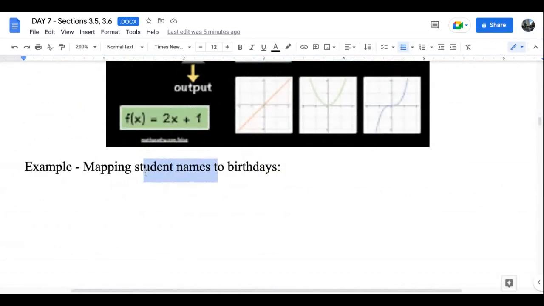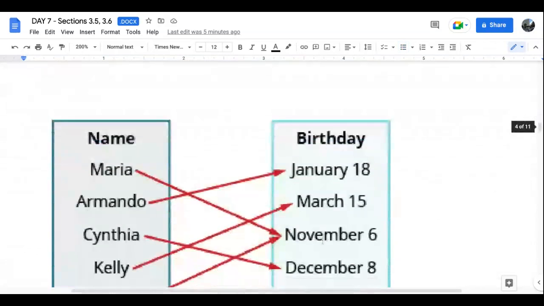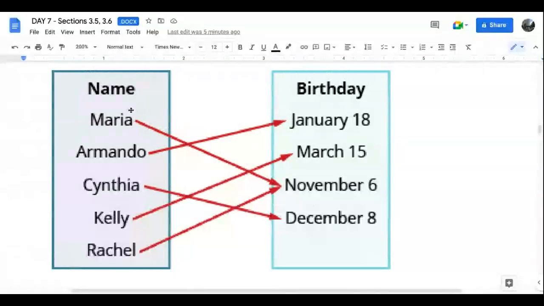So let's see this example, mapping students' names to their birthdays. Student names are in the domain. I will have Maria, Armando, Cynthia, Kelly, and Rachel. And in the range, birthdays: January 18, March 15, November 6, December 8. And Maria and Rachel have the same birthday. That's exactly fine. It's still a function.